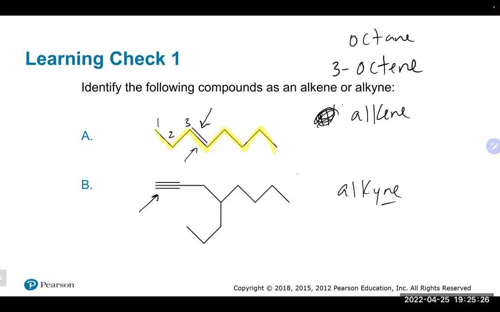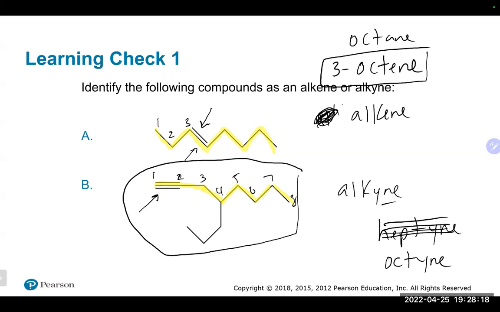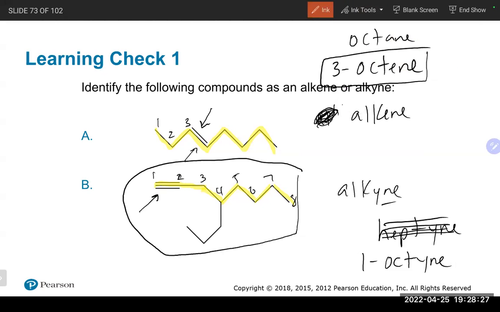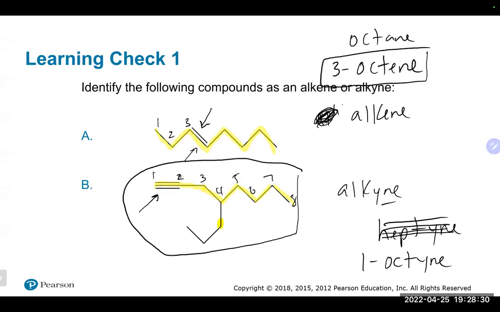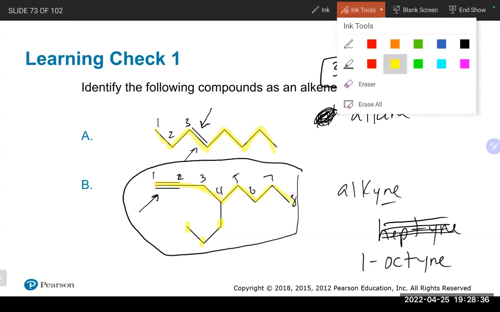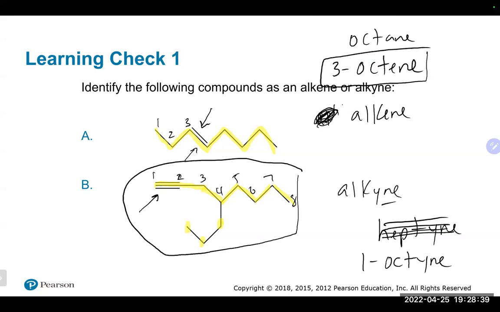Why don't you take a shot at this one and see what you think? Octyne, right, from octane, and that would be 1. This group here is hanging off of carbon number 4, which would be 1 carbon, 2 carbons, 3 carbons. So that would be 4... 3 carbons would be propane, a propyl group. So this would be 4-propyl-1-octyne in that case. Question on that name? Just weirdly drawn. All right, we'll go with that.